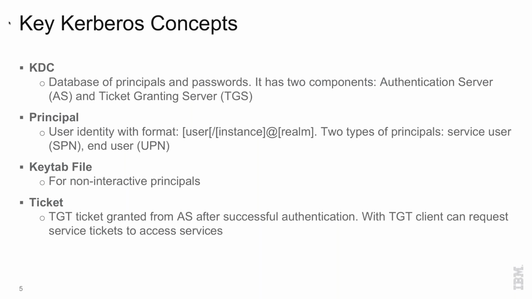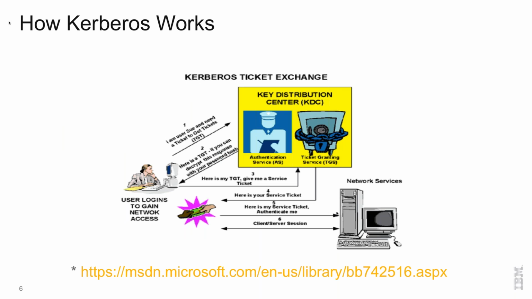The final concept is called a ticket. There are two kinds of ticket. One is a ticket granting ticket, issued by the authentication server. The second is the service ticket. Okay, so with these concepts, we'll see how Kerberos works.